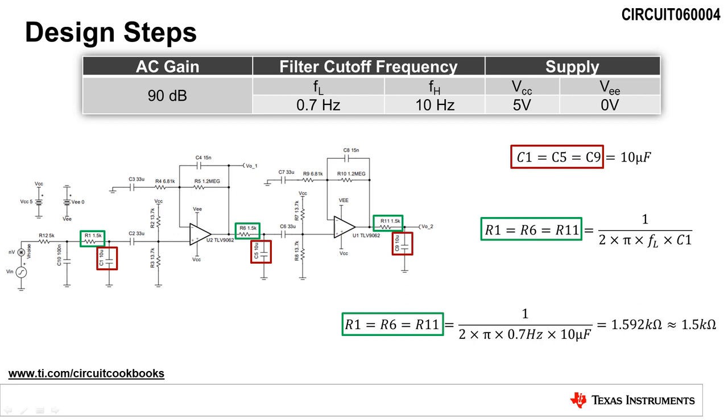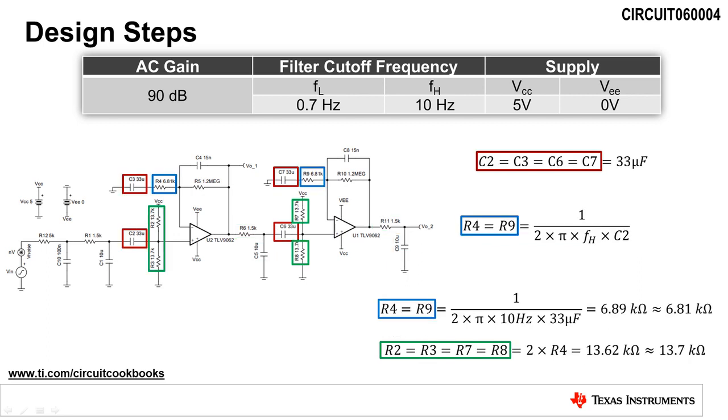The resistor values can now be calculated using the equation 1 divided by 2 times pi times F sub L times C1. Using this equation, we calculated the resistor value to be 1.592 kiloohms. The next closest standard resistor value is 1.5 kiloohms, so we will use this value for the design.